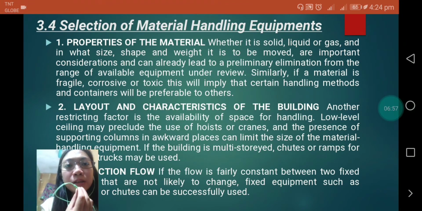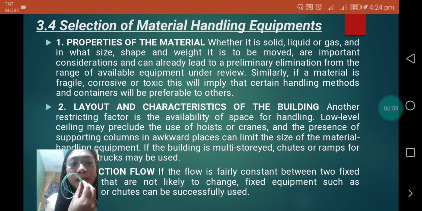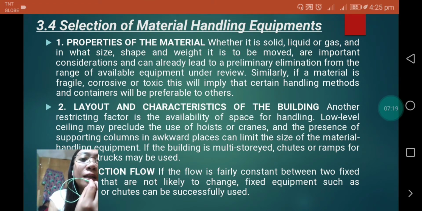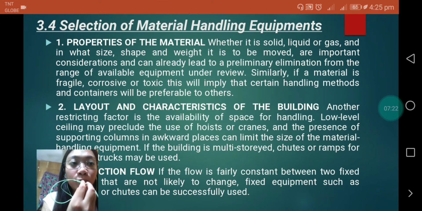Okay, here is the 3.4 selection of material handling equipment. First, properties of the material, whether it is solid, liquid, or gas, and in what size, shape, and weight it is to be moved, are important considerations and can already lead to a preliminary elimination from the range of available equipment under review. Similarly, if a material is fragile, corrosive, or toxic, this will imply that certain handling methods and containers will be preferable to others.